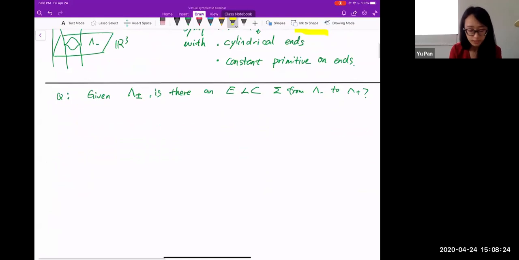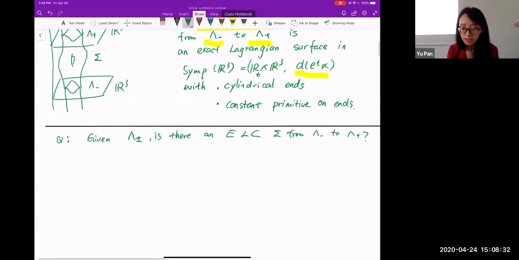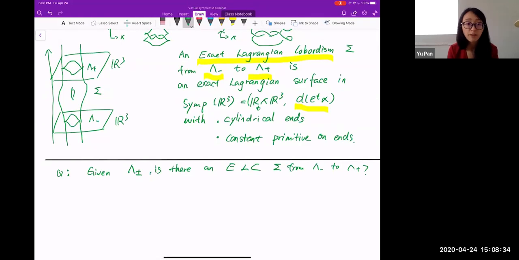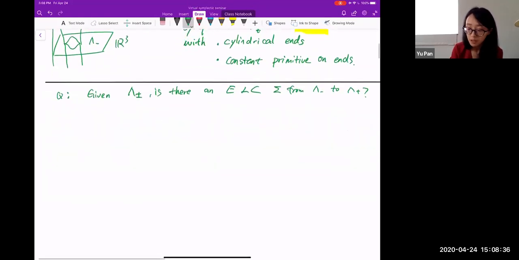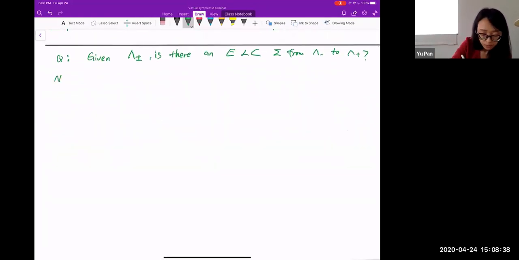Before focusing on this question of existence of cobordism, I would like to say something first about our motivation, like what motivating question drove us to this problem. Our motivation is from Polterovich's Lagrangian surgery.